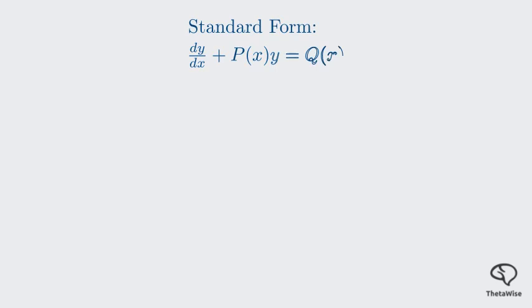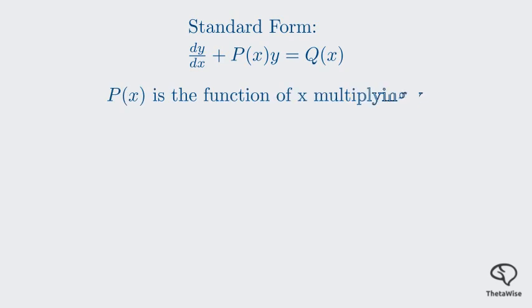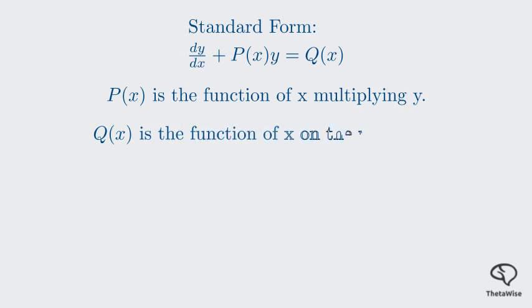The standard form is dy/dx plus P(x) times y equals Q(x). It is crucial to remember this form. The left side must have the derivative dy/dx with a coefficient of +1 and the P(x)y term. The right side is a function of x, Q(x). Let's identify the parts. P(x) is the function of x that is the coefficient of y. Q(x) is the function of x on the right side. Notice that the P in P(x) and Q in Q(x) will correspond to what you see in the problem.